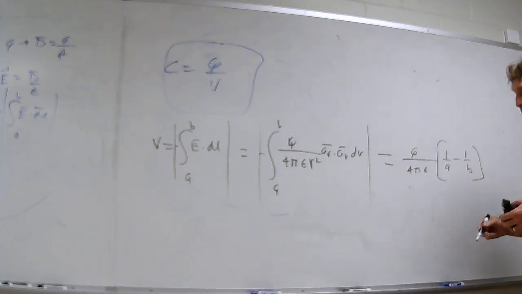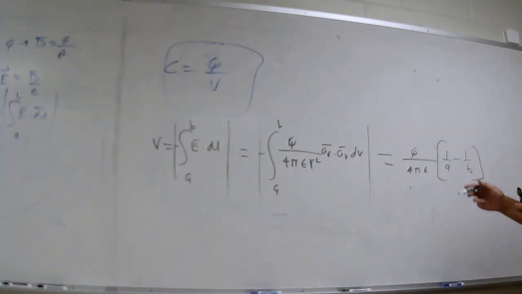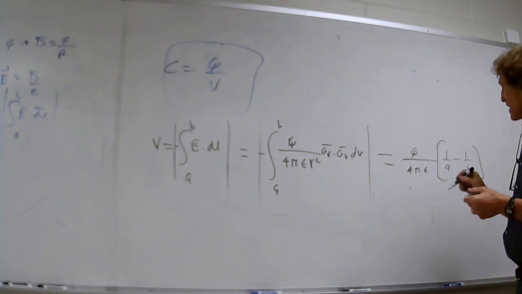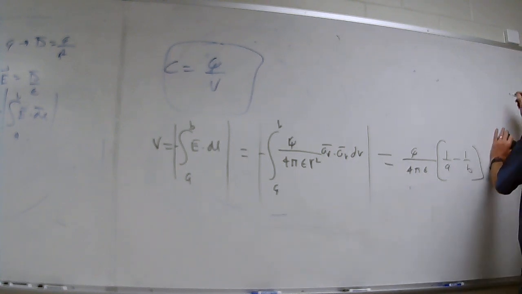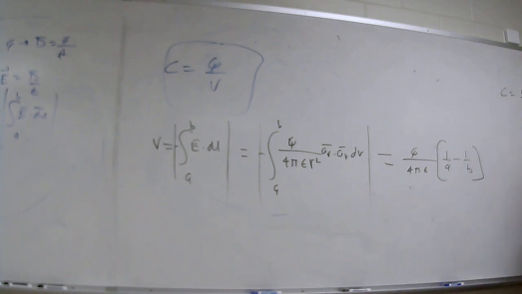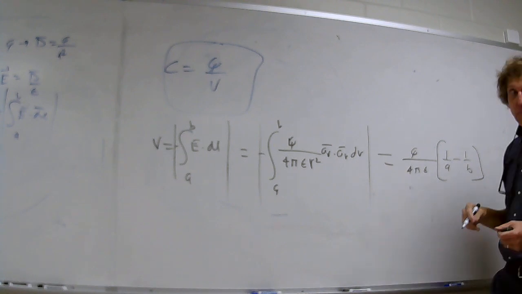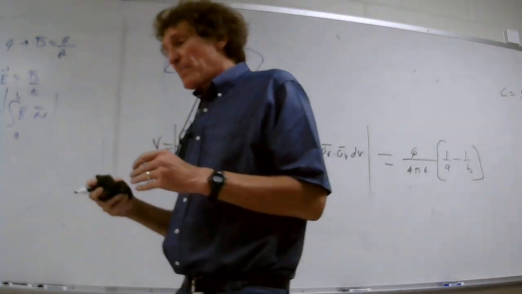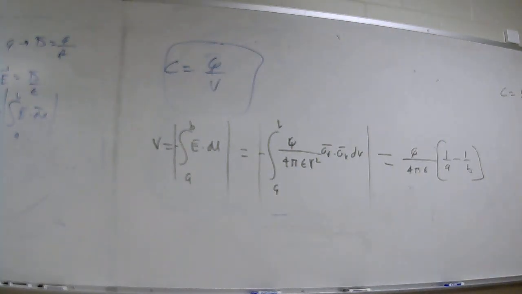So that's the voltage. And finally, I get the capacitance by taking the charge divided by the voltage. For this one, it becomes this. The Q's will cancel, and I get 4 pi epsilon over 1 over A minus 1 over B. Can y'all follow me on that? That would be the capacitance between the inner and outer surface.